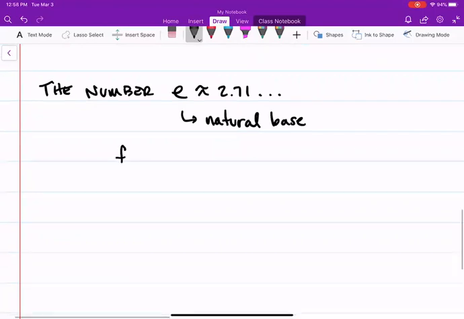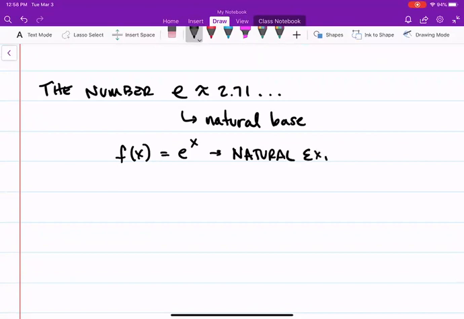So therefore, f of x is equal to e to the x is known as the natural exponential function. Most likely you will see this mostly in compound interest type things, okay?